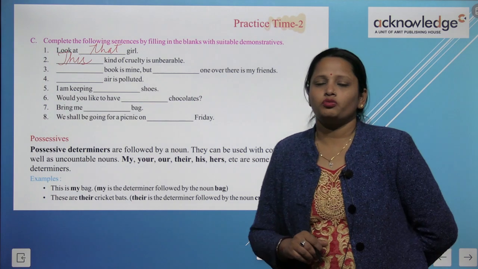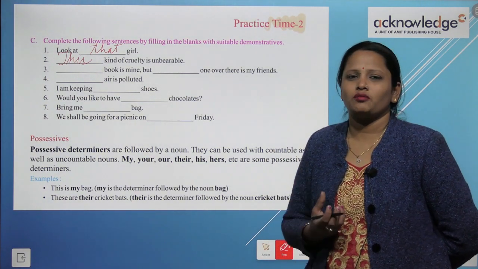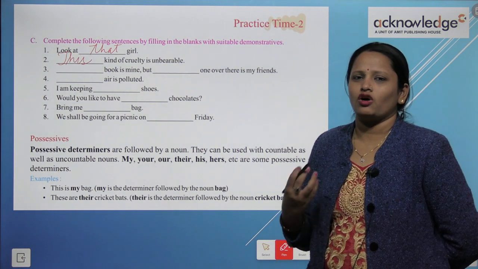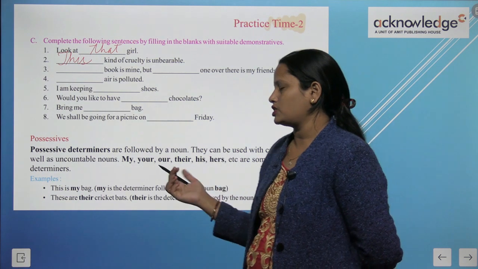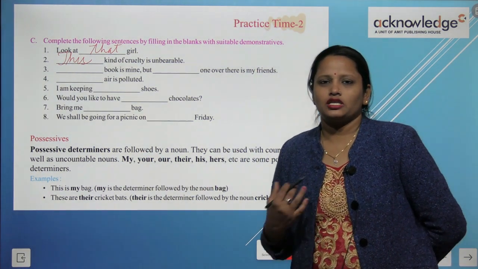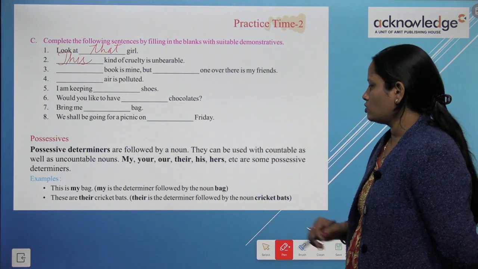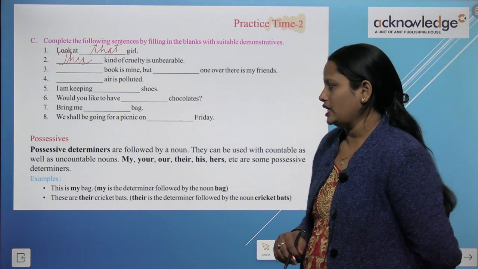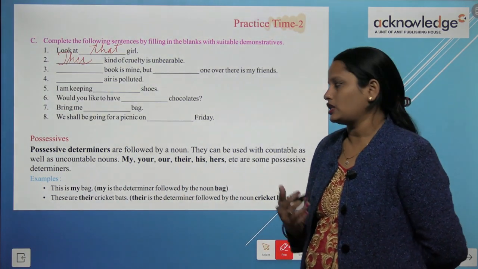Now let's come to possessive. You also know what are possessive. Possessive means when something tells about the belonging of a person or thing. So किसी के belonging के बारे में बताते हैं possessives. So possessive determinants are followed by a noun. So हमेशा noun से follow करते हैं, noun को follow करते हैं. They can also be used with countable as well as uncountable noun. So इन्हें हम countable और uncountable noun दोनों के साथ ही use करते हैं.